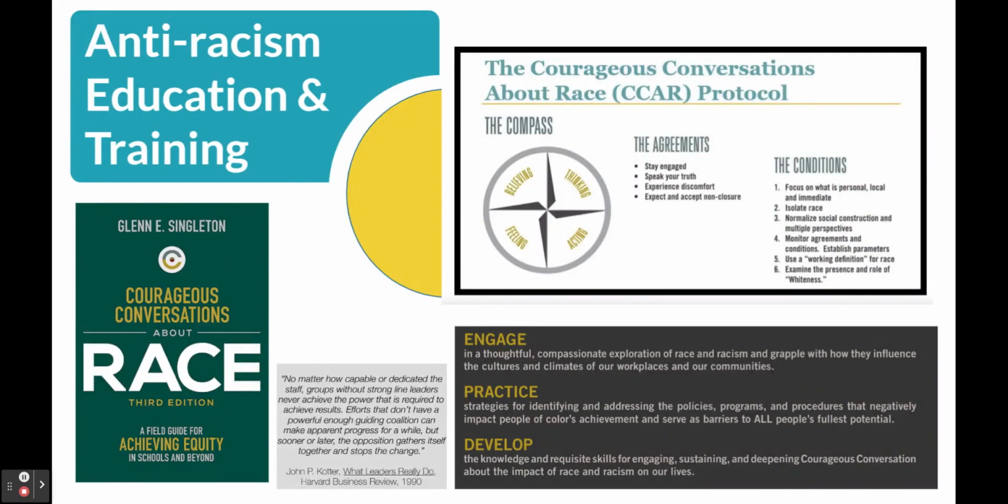We partner with Courageous Conversation and follow their protocol to support the difficult work of achieving racial equity. You will see that the protocol includes a compass to center ourselves when engaging in this work, along with 4 agreements that we make with ourselves and others. The agreements are to stay engaged, speak our truth, experience discomfort, and expect and accept non-closure. And finally, the protocol acknowledges that 6 conditions must be present when discussing race.